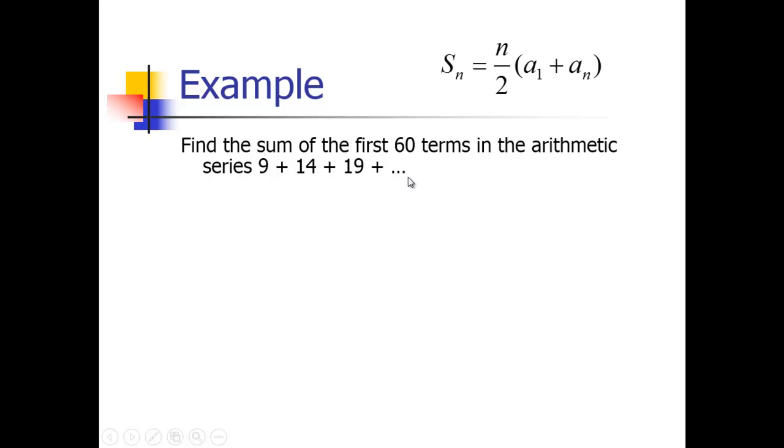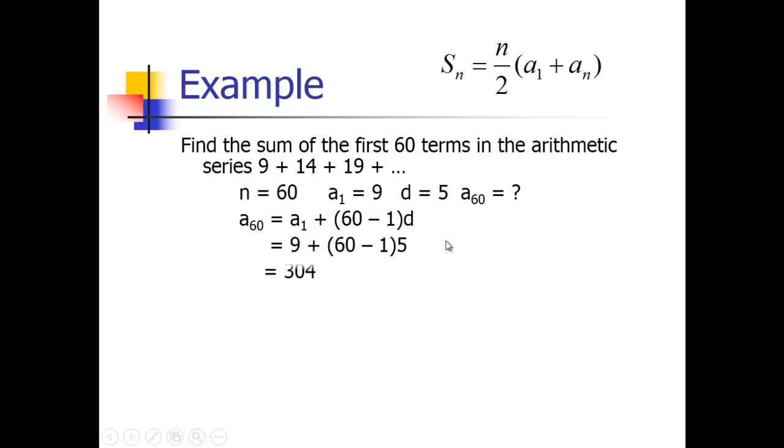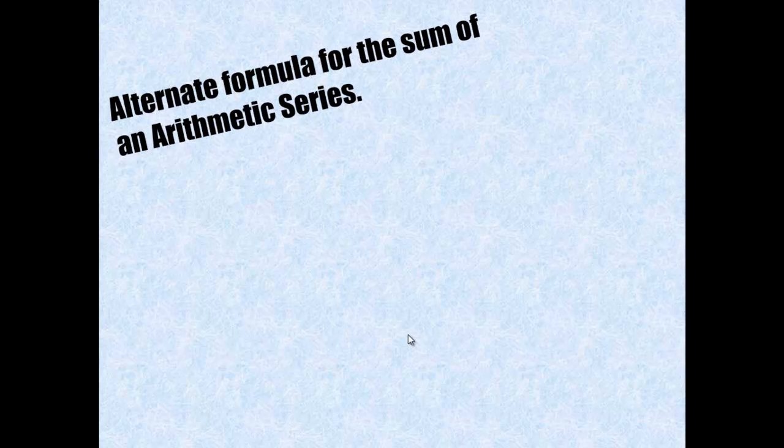Before you count the Sn, you should count first for an. In here, an is a60. a60 is 304. After that, you can count S60. So, S60 is 9,390. This is the alternate formula for the sum of an arithmetic series.